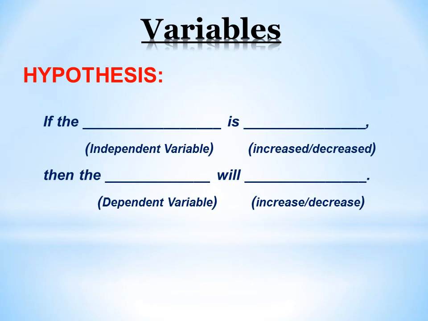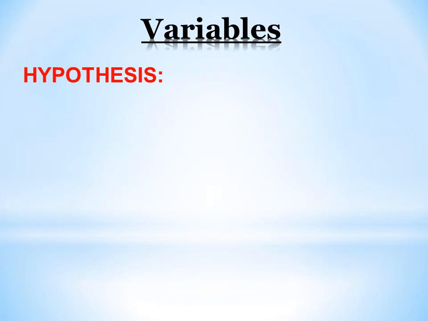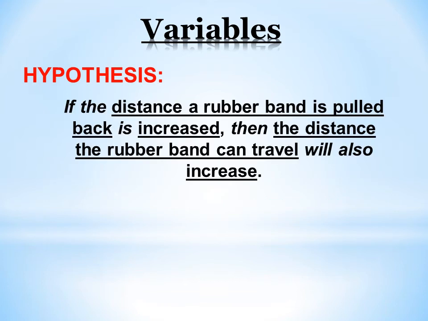One form of stating the hypothesis is to use the if and then statement like this. If the blank is blank, then the blank will blank. Again, the independent variable comes before the dependent variable. However, make sure that the effect, increase or decrease that you choose is logical for the situation. Let us complete the hypothesis. If the distance a rubber band is pulled back is increased, then the distance the rubber band can travel will also increase.